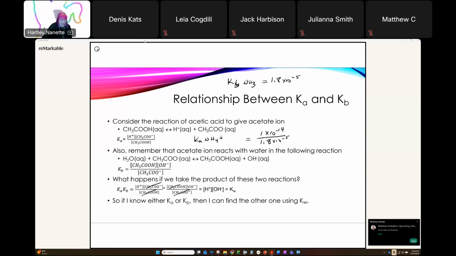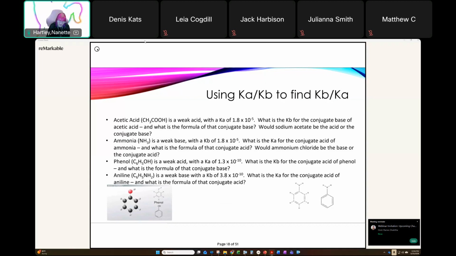So this is something you'll get some practice with. Alex will ask you a bunch of questions about this. There is some practice in here as well. I've got some values right here. So look, acetic acid is a weak acid with a Ka of 1.8 times 10 to the minus 5th. Ammonia is a weak base with a Kb of 1.8 times 10 to the minus 5th. So we can solve for the opposites of that by doing 1 times 10 to the minus 14th divided by those values.